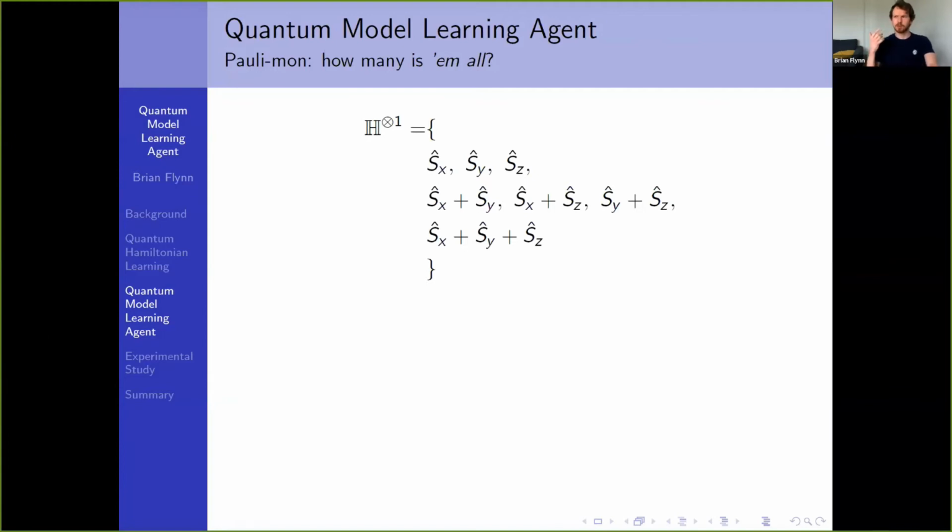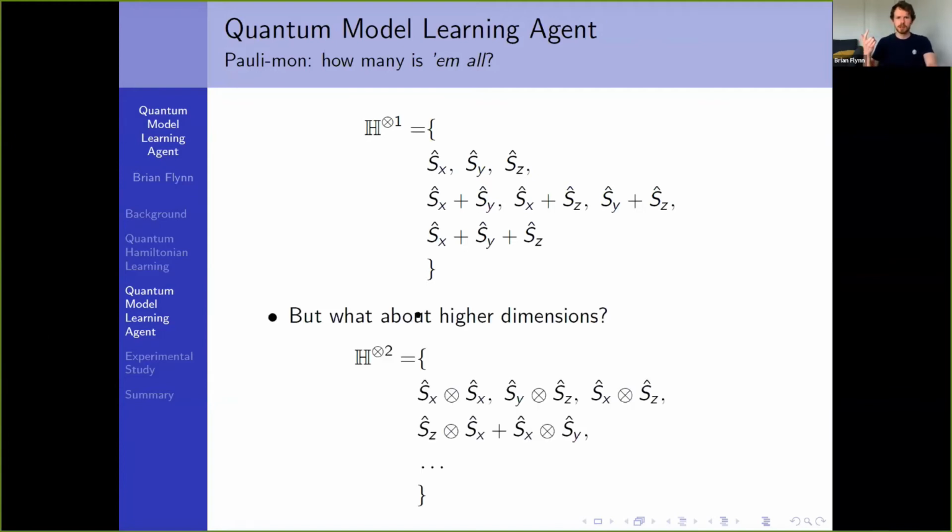But then you think, okay, what about 2 qubit systems? Suddenly I can tensor product these things together, or I can add them together, or I can add together tensor products. And it starts to get a bit out of hand. And if you think about higher and higher dimensions, 3, 4, 5 qubits, this thing starts to explode. In actual fact, you're in an exponential model space.